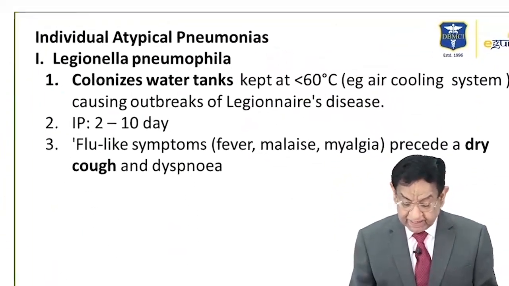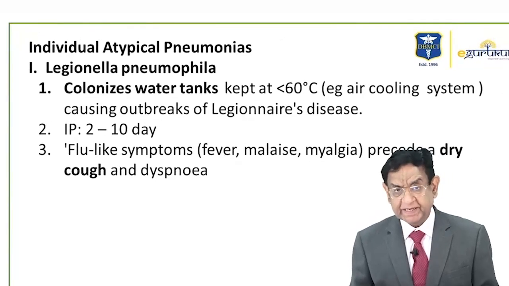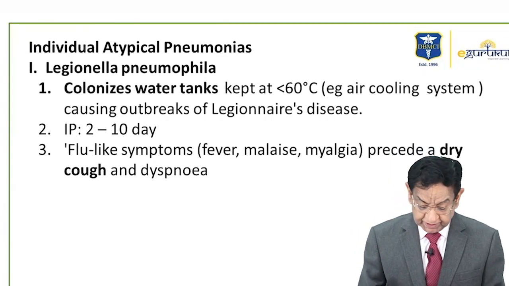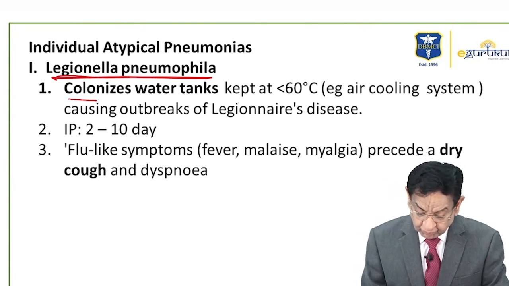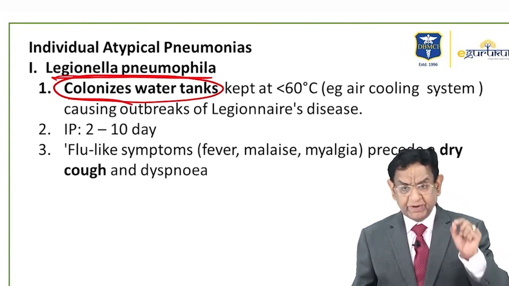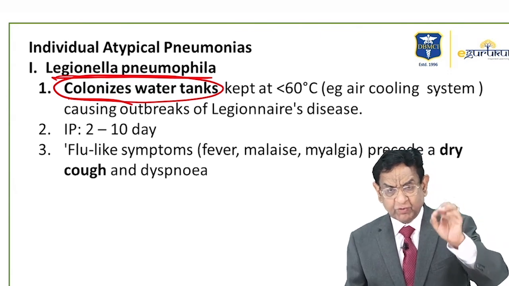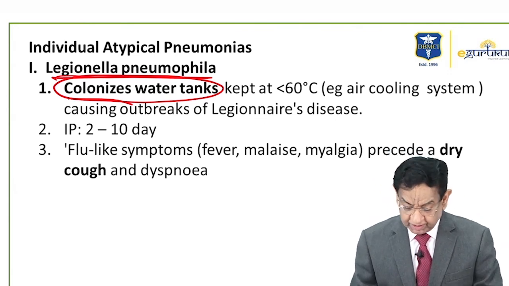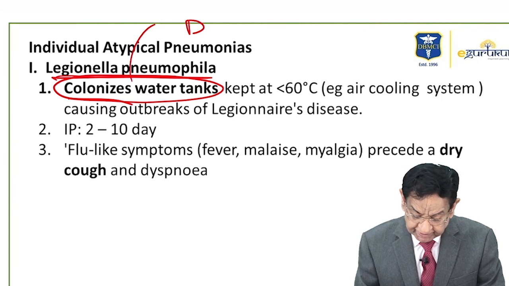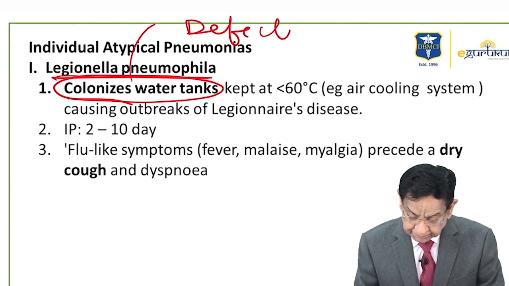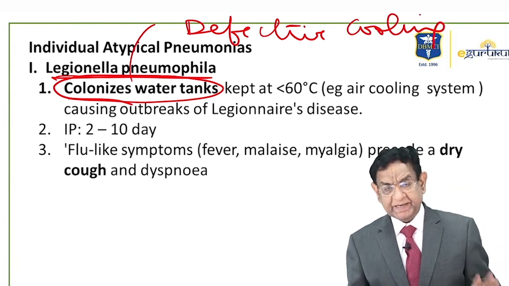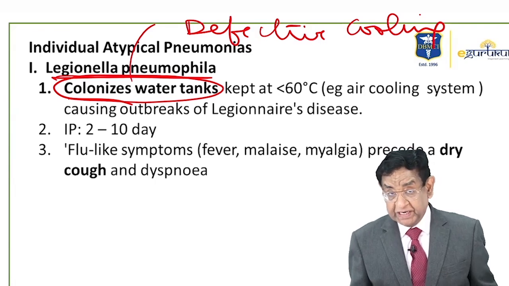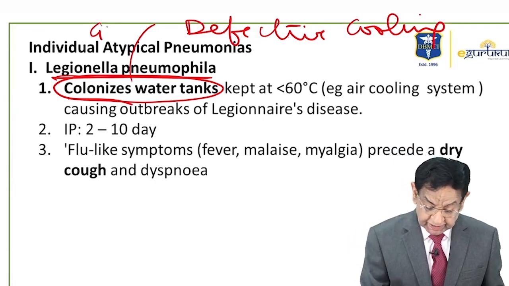So now, with this background of the basic concept, I'll be taking you through the individual pneumonias. The first is Legionella pneumonia. Classically, it colonizes water tanks. Whenever you get a question related to a water tank, or the usual thing, a defective cooling system, then 99% you are dealing with Legionella pneumonia. This is the golden line to remember.